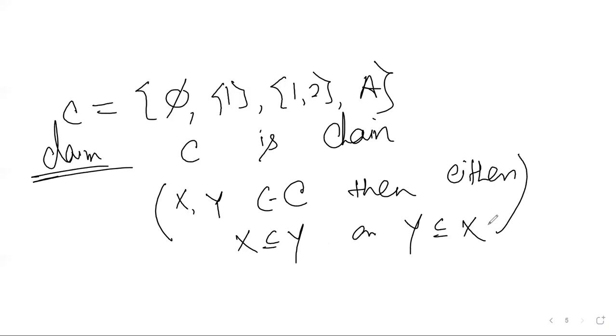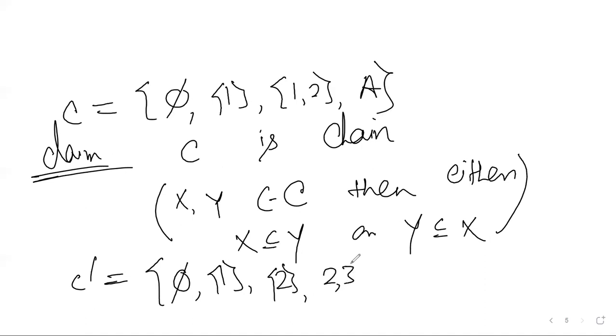We can see it. Now, if we consider the set C prime as phi, {1, 2}, {2, 3}, and then A, my claim is it is not a chain.